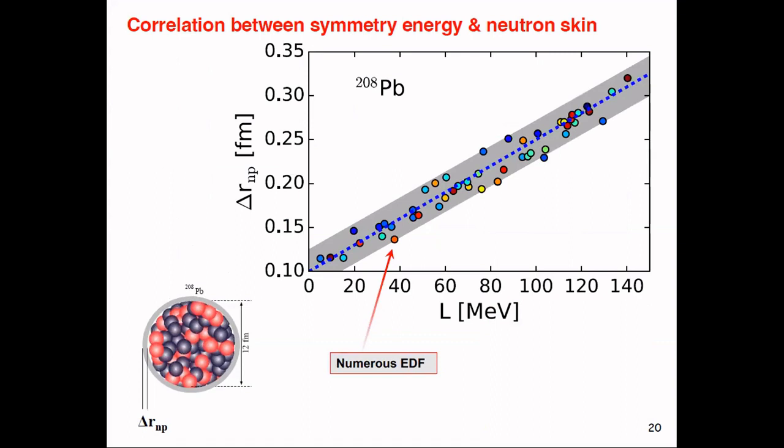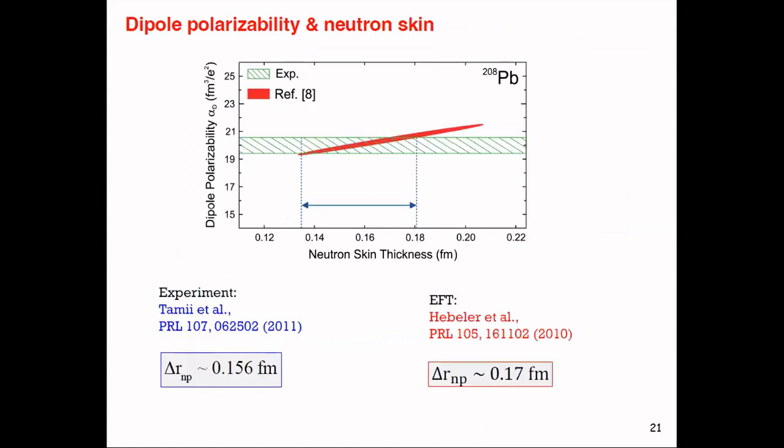And in fact, this is some continuation of work that Xavier Roca-Maza has done, and other people too, a correlation between the neutron skin in several nuclei, in this case lead, with this slope parameter. And you see that these are different energy density functionals, and I do not know which one I should throw away up to now. And what they have obtained in this experiment here, Tamii, is this value here, okay?